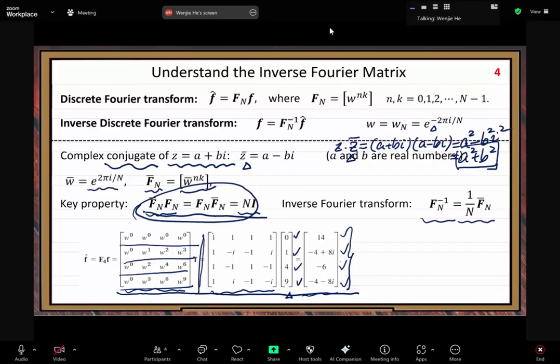Although you use computer software to do the calculation, it takes time, especially when your data size is large. So the matrix multiplication takes a lot of time. So the next question is, how to make this matrix multiplication much faster.